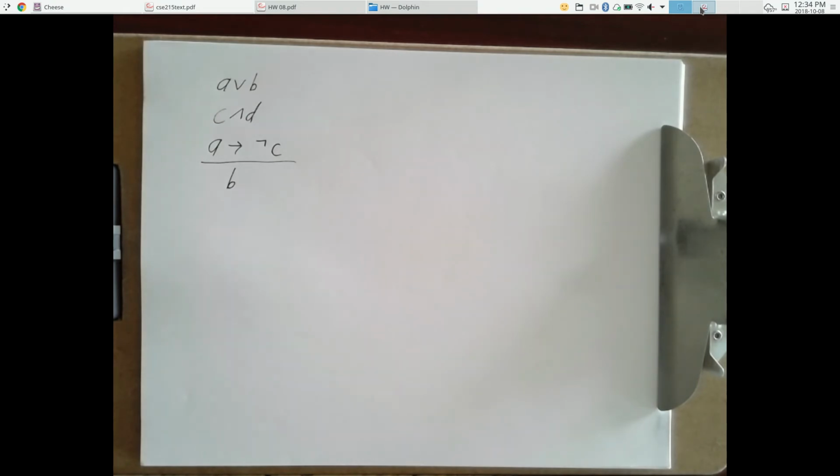All right, so A or B, C and D, A implies not C, and we're trying to prove B? Yes. Okay, so how are you tackling this? Well, I started the direct proof, and I feel like I keep going in circles. And I'm wondering if it's supposed to be C and D? I think C and D works, which means that D is a red herring, right? Yeah. It doesn't show up anywhere.